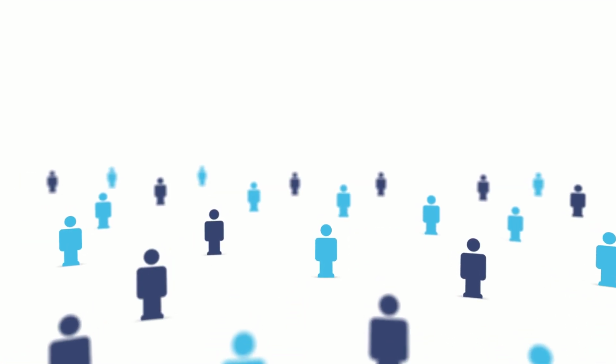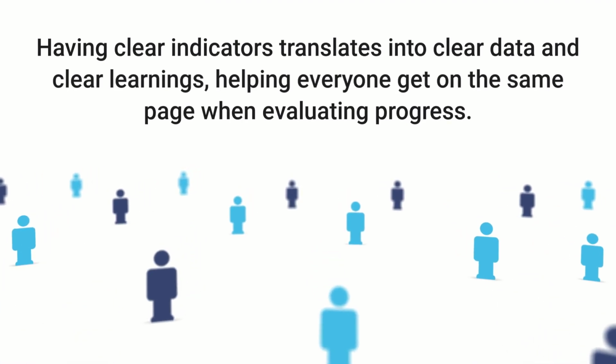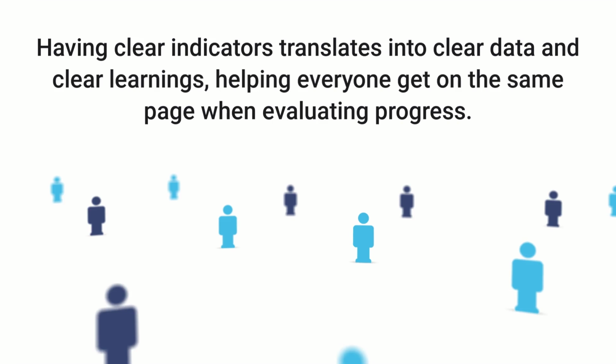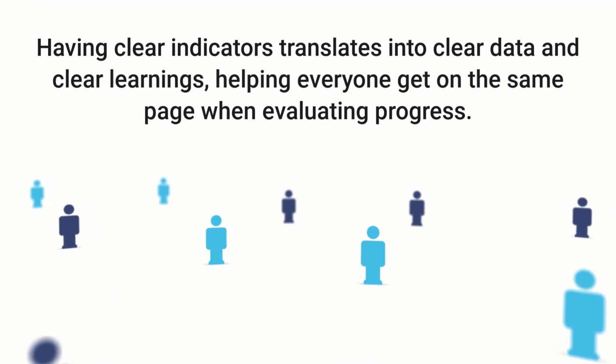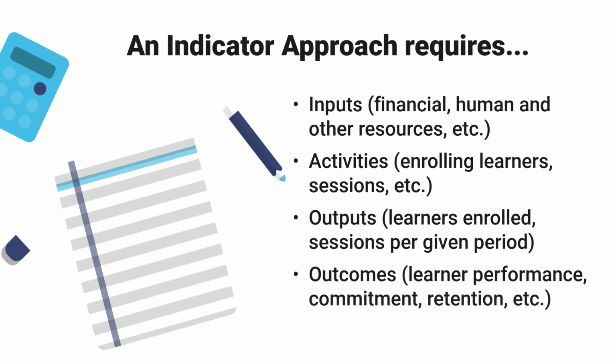And so, indicators help us determine what data we should be collecting and ensure that everyone is on the same page when it comes to evaluating progress. This means that when you use the indicator approach to data collection, you factor in the inputs, activities, outputs, and outcomes of your programs.